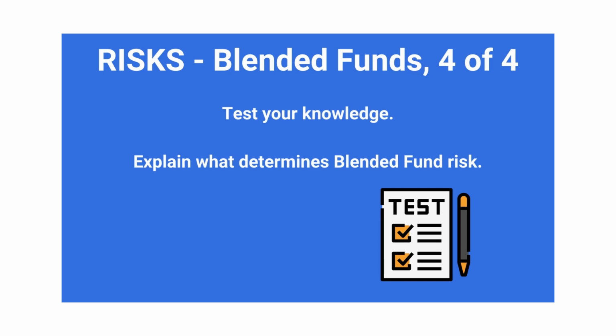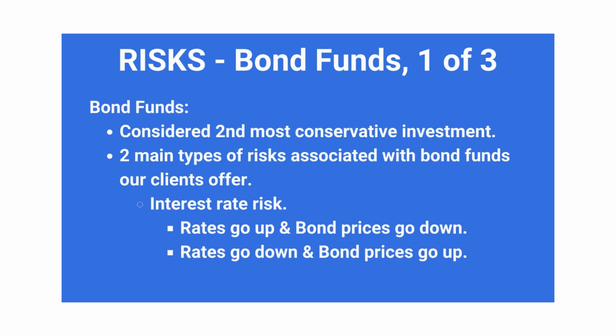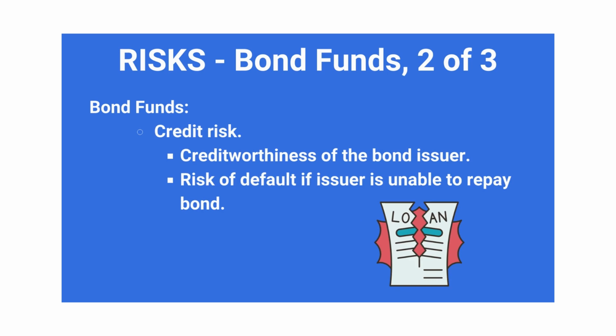All right, to test your knowledge on the risks with blended funds, can you explain what determines blended fund risk? Next, we'll discuss bond funds. Bond funds are considered the second most conservative investment. The two main types of risks associated with bond funds that our clients offer would be, one, interest rate risk: when rates go up, bond prices go down, and when rates go down, bond prices go up. Two would be credit risk, and that again is just the creditworthiness of the bond issuer and the risk of default if the issuer is unable to repay bonds.